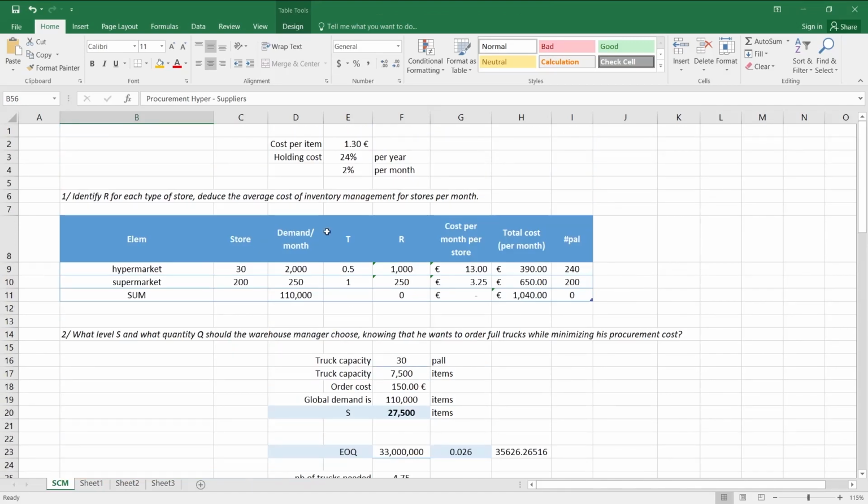If we go back to the first part, where we have done the calculation to determine our average cost of inventory management, we can see here that the hypermarkets are following a periodicity of 0.5, which means that once again on average they are going to replenish their inventories twice per month.